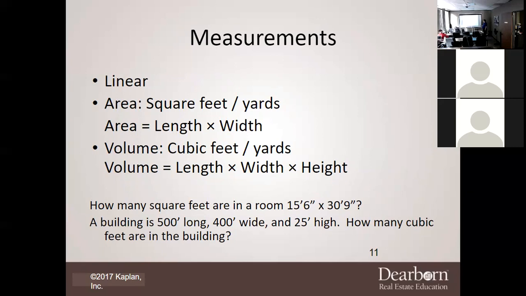The questions down here at the bottom are pretty simple. They're going to ask you how many square feet are in a room. If it's 15 feet 6 inches by 30 feet 9 inches, in that situation you're basically going to take your two numbers, multiply them out, and it gives you approximately your square feet.